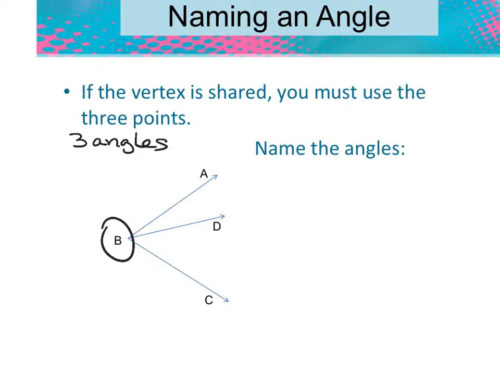The first one is the main angle. It's ABC, so I'm going to outline that in red. I'm going to put the little slanty L looking thing and label it as angle ABC. Remember, you can also go in the other direction, so I could also call this angle CBA.